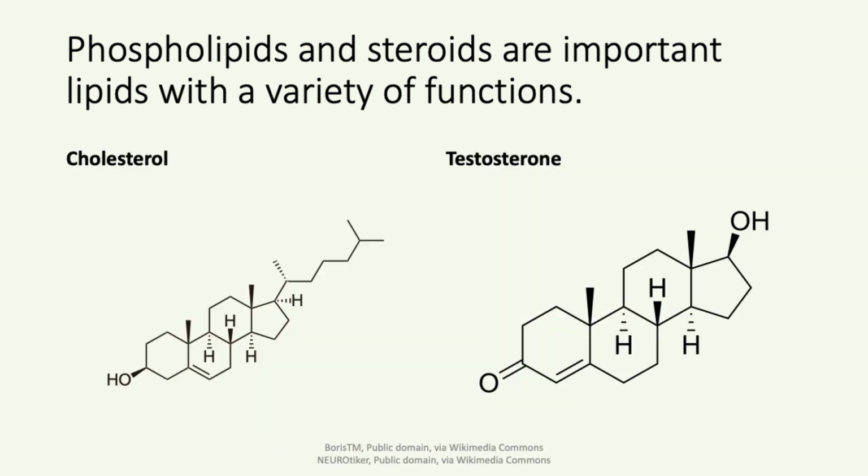Steroids are lipids in which the carbon skeleton contains 4 fused rings. Steroids include cholesterol and some hormones. Cholesterol is a common component of animal cell membranes and is also the precursor for making other steroids, including sex hormones.